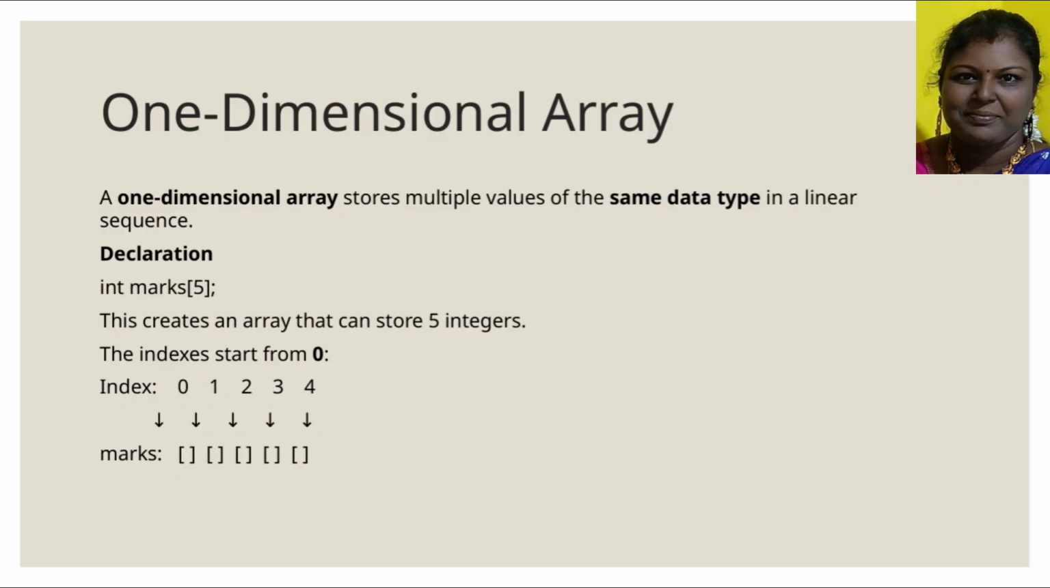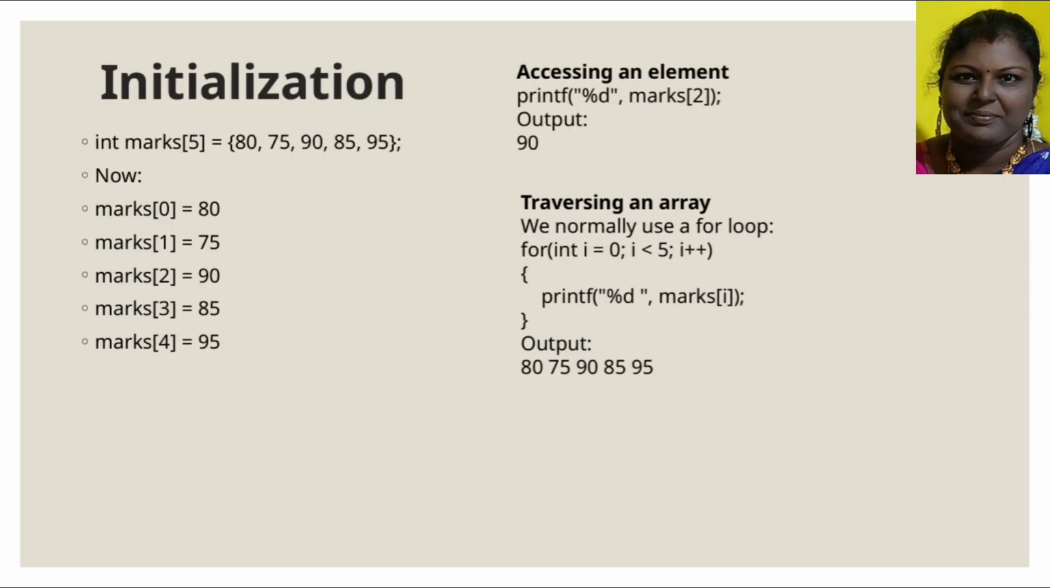Let's talk about traversing an array, a fundamental concept in programming. We usually use a for loop to go through each element one by one. Here, the loop starts at 0 and runs until it reaches 5, printing each value in the array. For example, marks[0] is 80, marks[1] is 75, and so on. If we want just one element like marks[2], we can print it directly, which gives us 90.